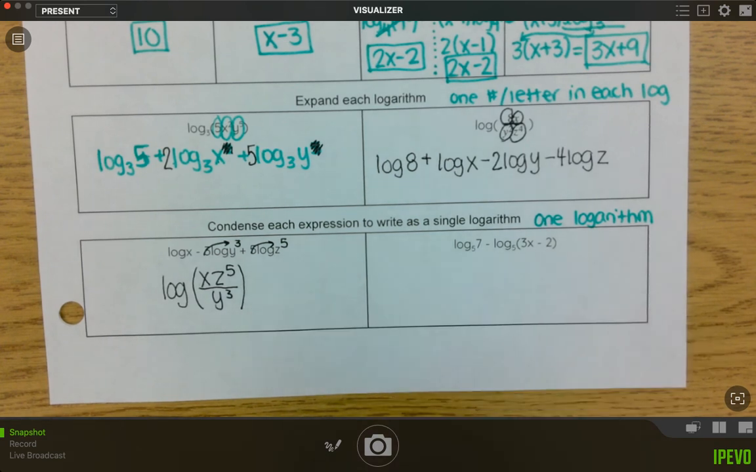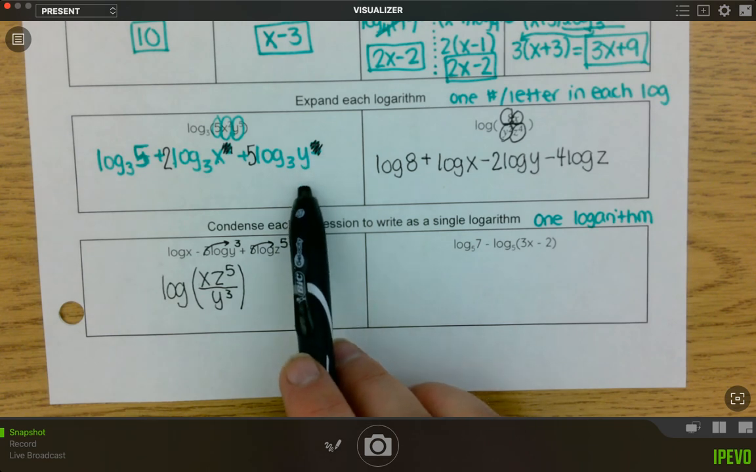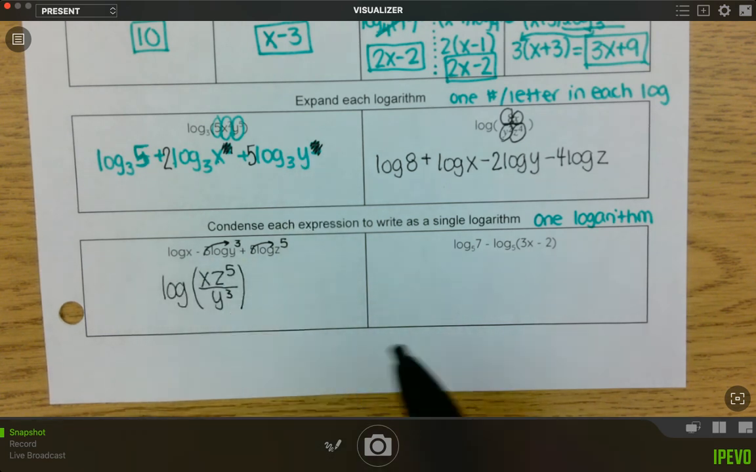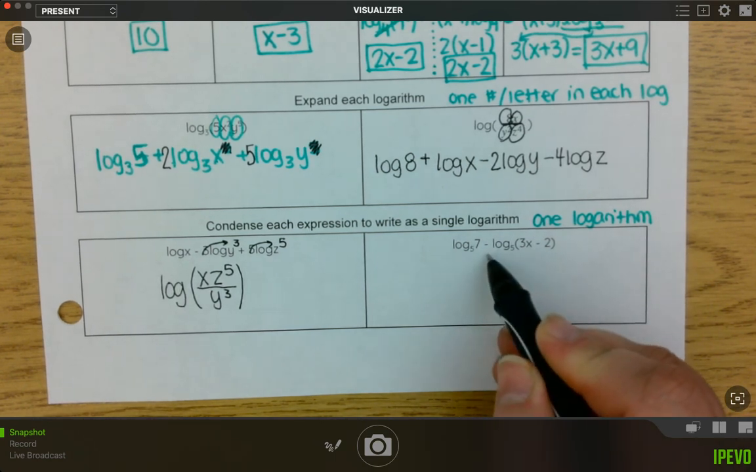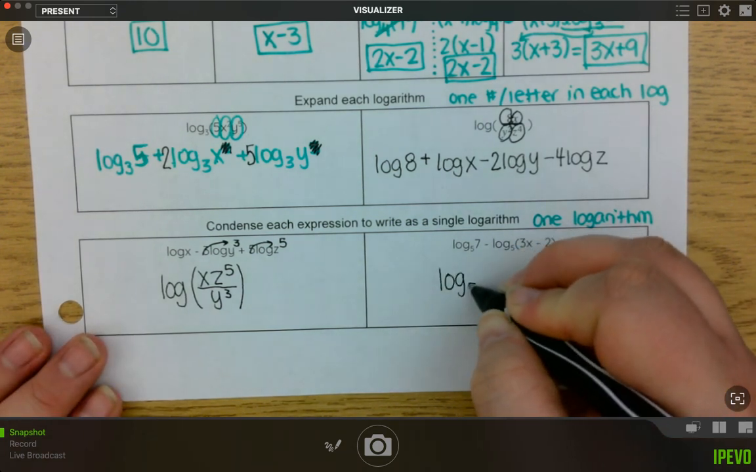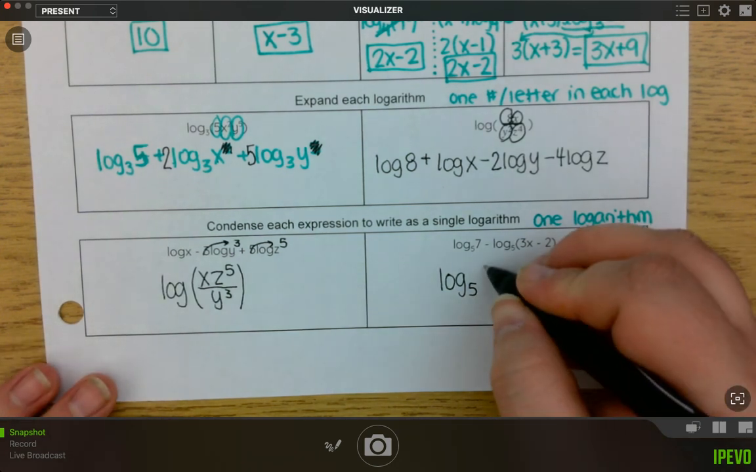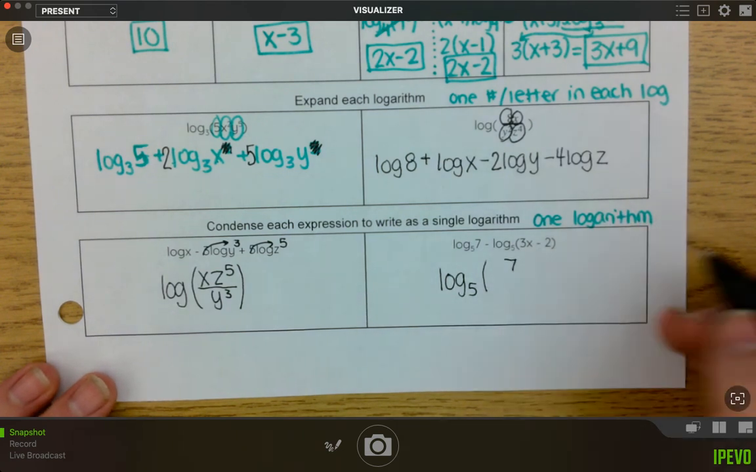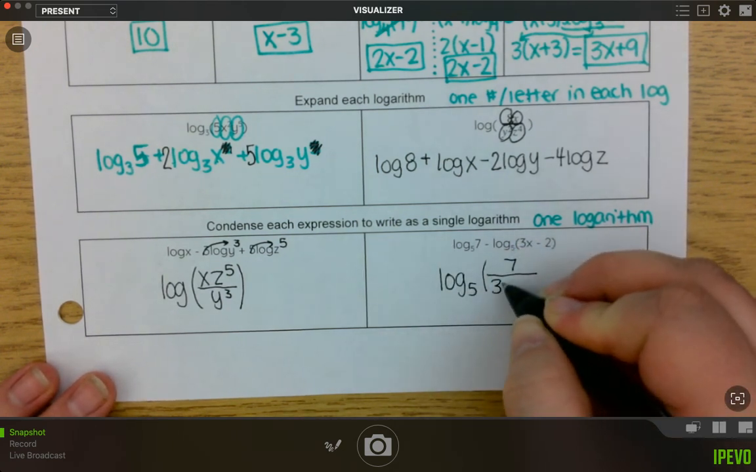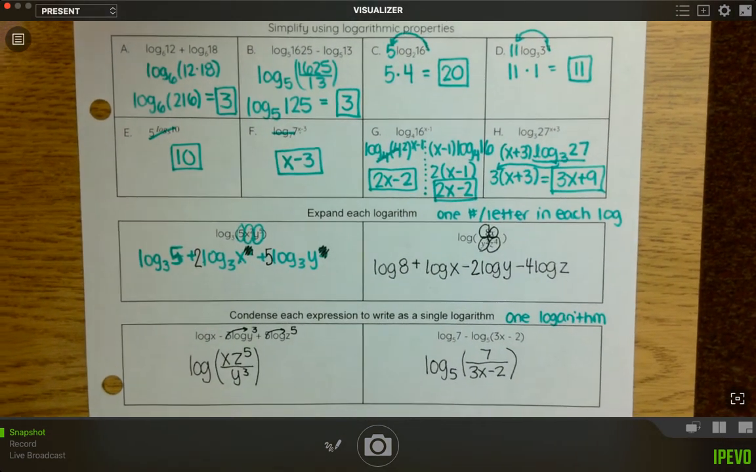I like these better because they look neater. However, sometimes these are easier to understand because you can do it one piece at a time. This one looks a little more complicated because everything's all in one. Okay, and then this last one, there's only 2 different logs, so we are going to divide because they're being subtracted. So keep your log base 5. Don't forget to keep the same base as it started with. And then 7 goes on top because it's the positive one. 3x minus 2 goes on the bottom because it was being subtracted. Done.